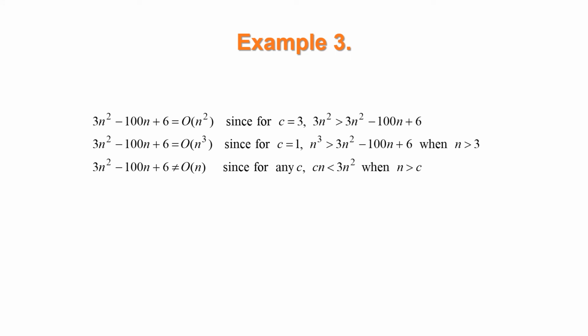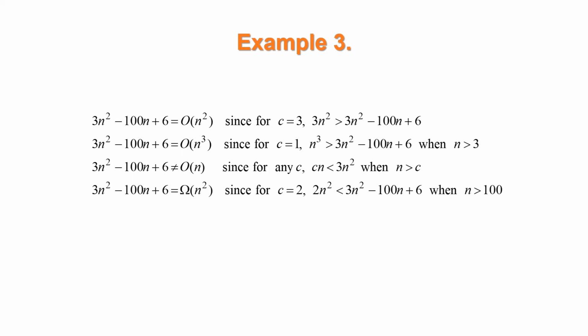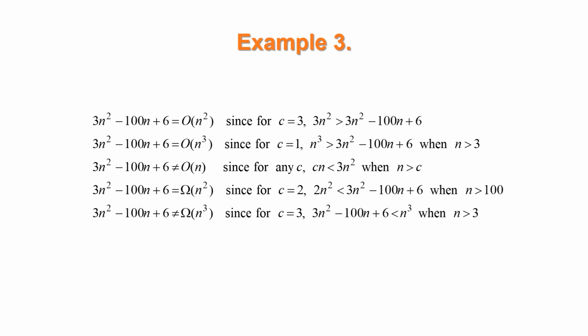3n squared minus 100n plus 6 does not equal O of n, since for any constant c, cn is less than 3n squared when n is greater than c. 3n squared minus 100n plus 6 equals omega n squared, since for c equals 2, 2n squared is less than 3n squared minus 100n plus 6 when n is greater than 100. 3n squared minus 100n plus 6 does not equal omega n cubed, since for c equals 3, 3n squared minus 100n plus 6 is less than n cubed when n is greater than 3.